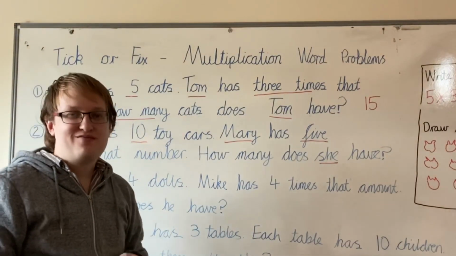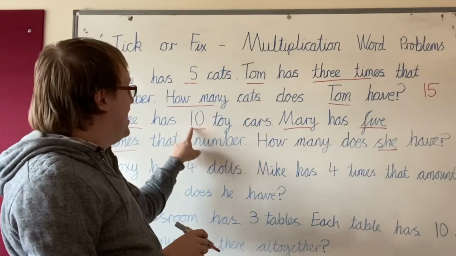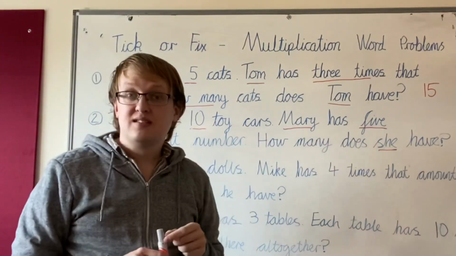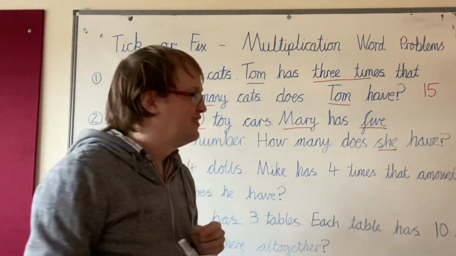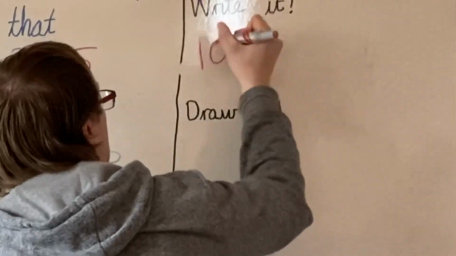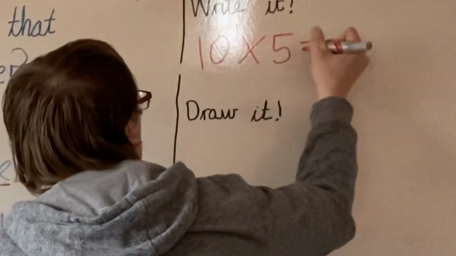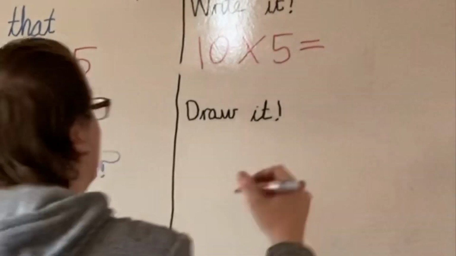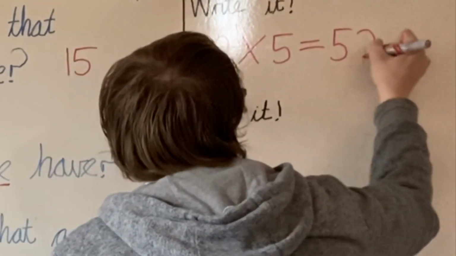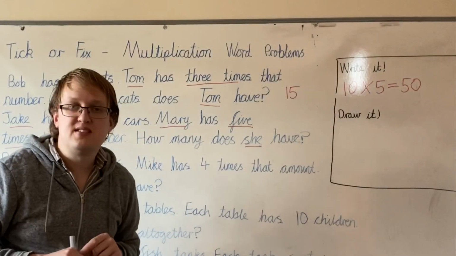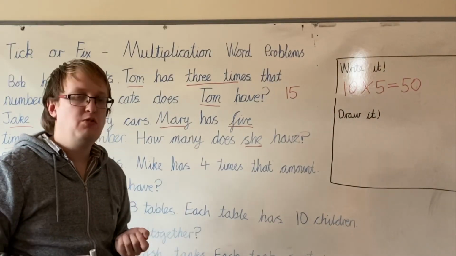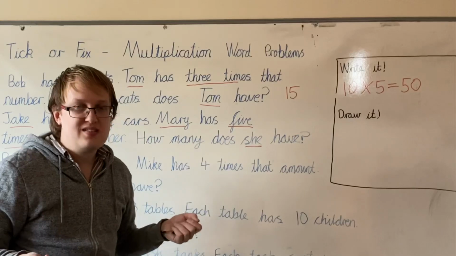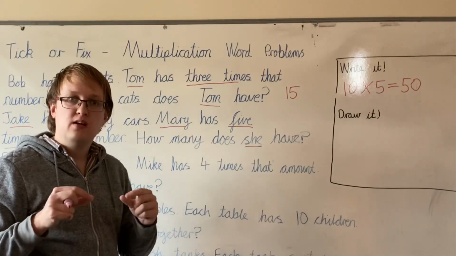My next step is to write that number sentence. 10 times 5. 10 times 5 is 50. Now this time I'm going to use base 10 to help me, because I'm not going to draw 50 cars, but I'm going to draw the base 10 rods.